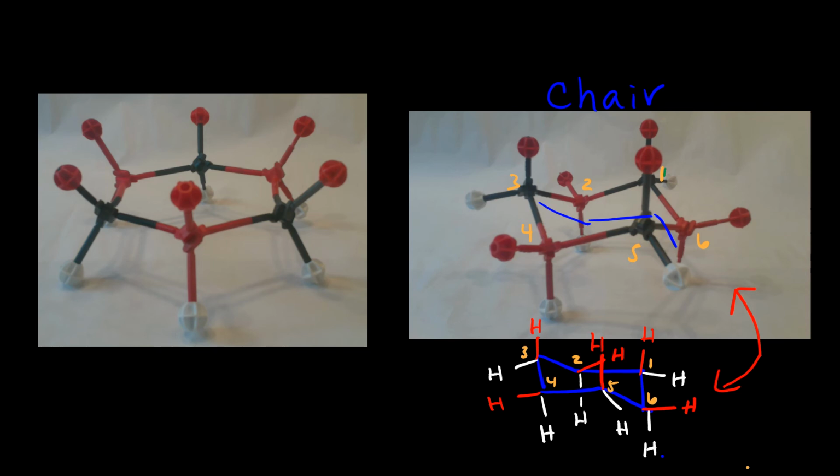The reason that it adopts this shape is because it relieves the angle strain, and it's also going to relieve eclipsing. So this is the lowest energy conformation for a 6-membered ring.